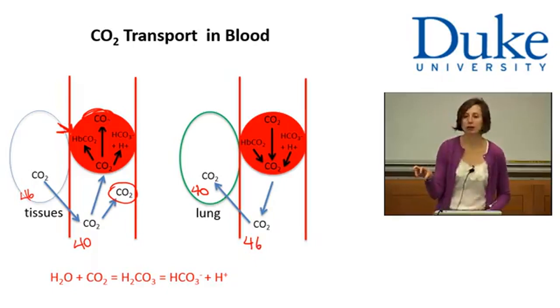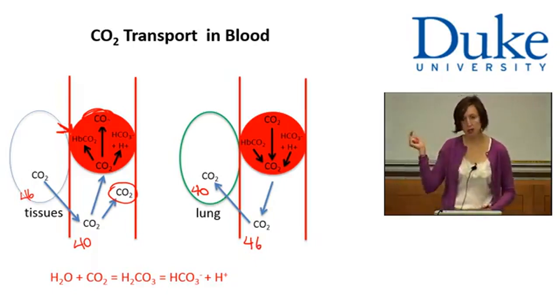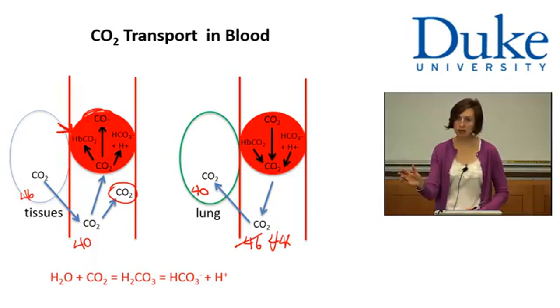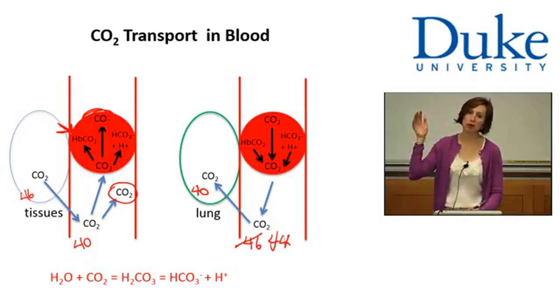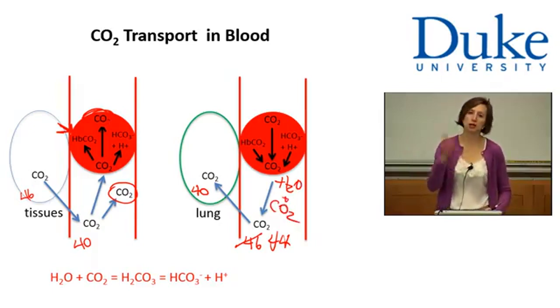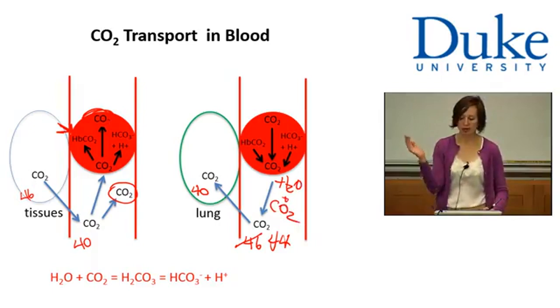Then when we get to the lung, we're going to have a gradient where CO2 is higher in the blood than it is in the lung, and so CO2 is going to diffuse to the lung. That's going to cause CO2 to diffuse out of the red blood cell and cause it to also be removed from hemoglobin, and then also cause bicarbonate and protons to combine to form H2O and CO2, so that the CO2 can be removed and diffused into the alveolus.